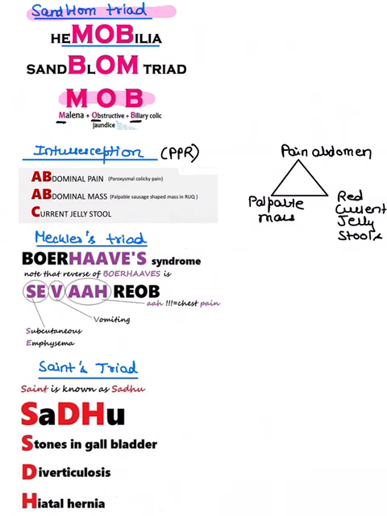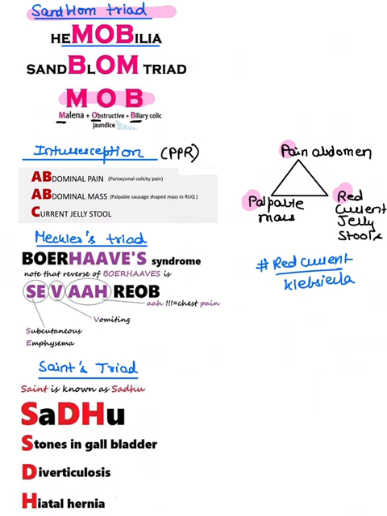So intussusception is a type of intestinal obstruction, guys, in which one segment of the intestine telescopes into the other segment. So you have a classical triad which you can remember by PEPR: pain abdomen, palpable mass, and red currant jelly stool. Okay, if someone asks you, where do you find red currant jelly sputum? So that is actually Klebsiella. Okay, this can be asked as an MCQ.